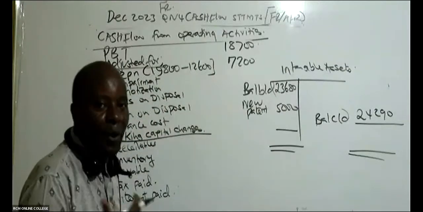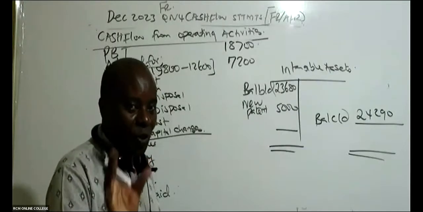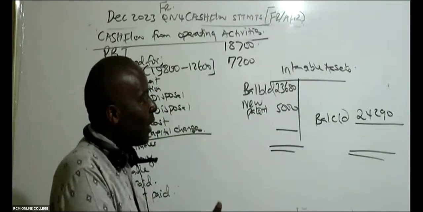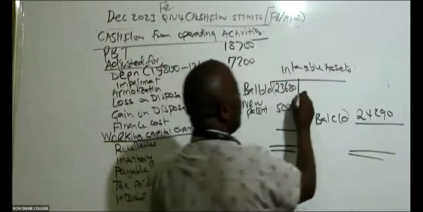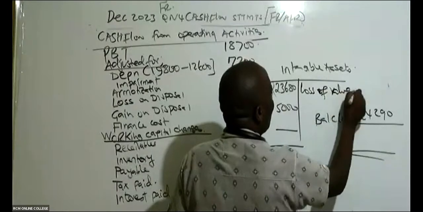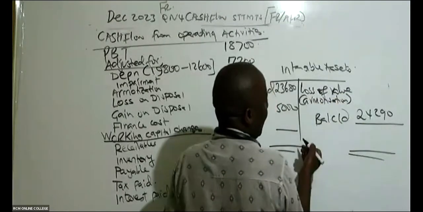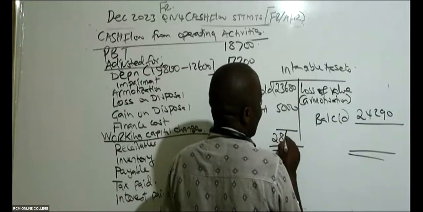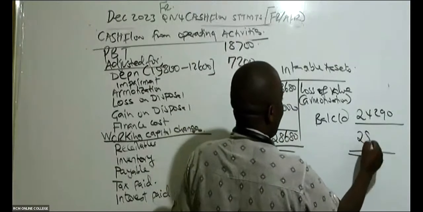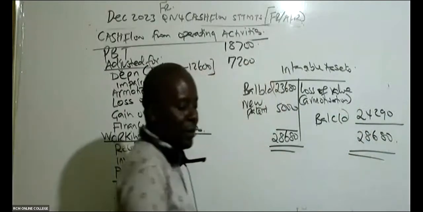Amortization. I would have called it depreciation if it was a physical asset that you can touch. But this is an intangible asset. So for an intangible asset, loss of value, we call it amortization. So this is 28,680.